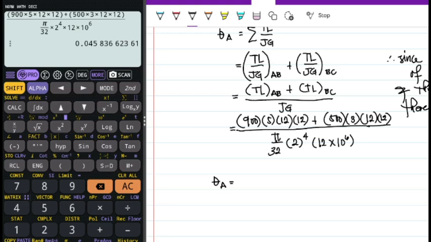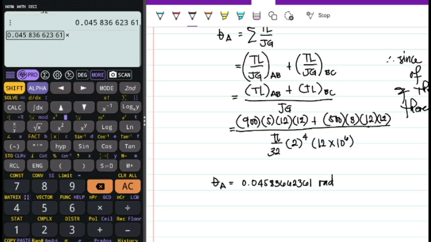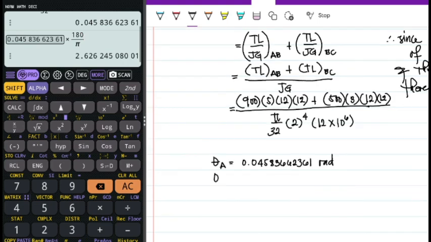So if you input everything in your calculator, your theta with respect to A is equal to 0.04583662361 radians. Now, as provided in the discussion, whether it will be in SI or in the English or US customary system, the answer for your angle of twist is always in radians. Okay, because everything will be cancelled out.